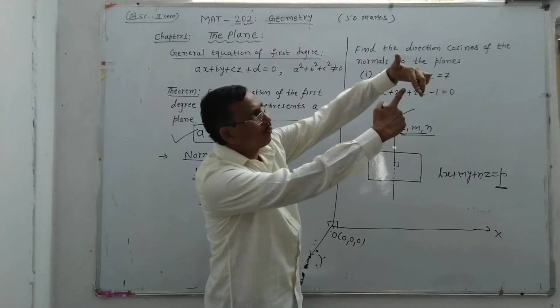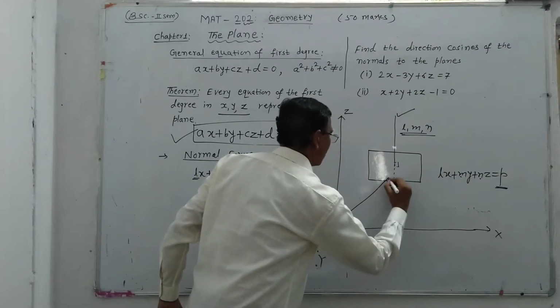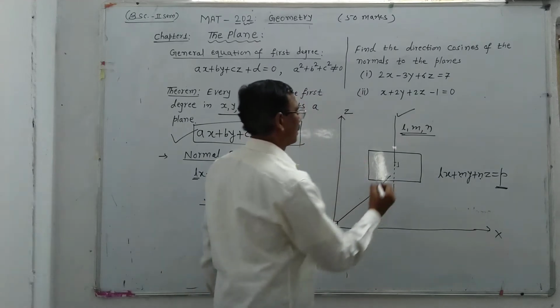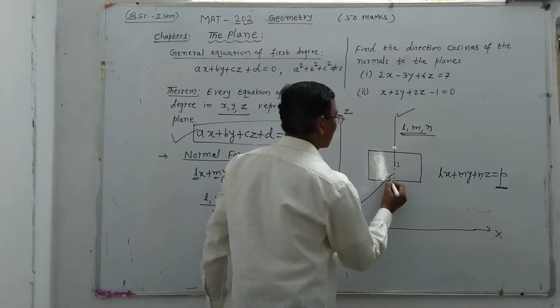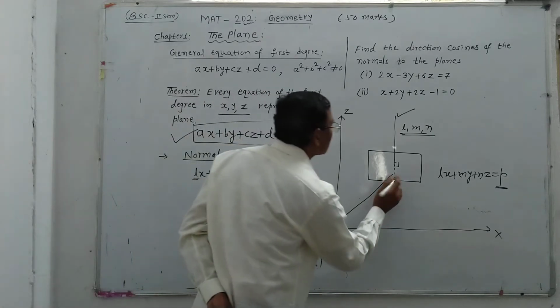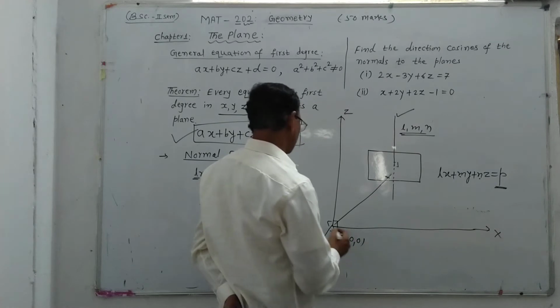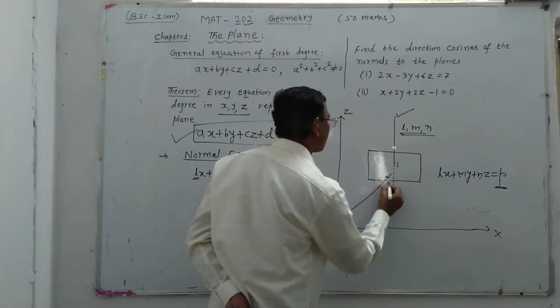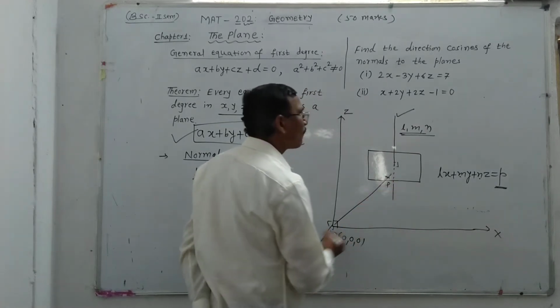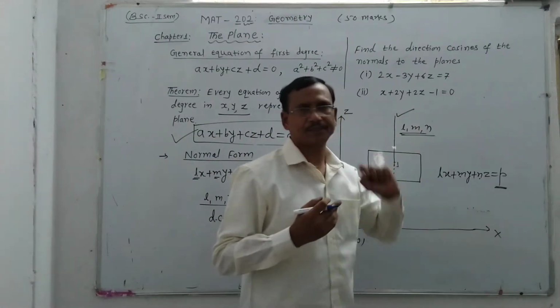Draw the perpendicular from the origin to this plane. This is the perpendicular. This angle is 90 degrees. Then suppose this meets the plane at this point. Suppose this point is P. This is O. OP, this OP is small p.